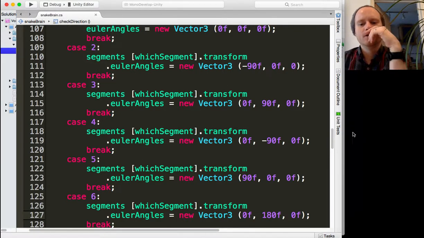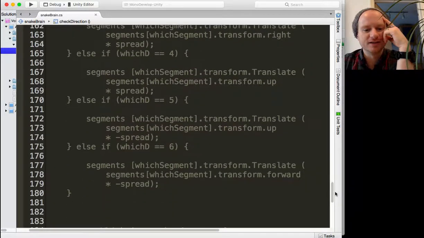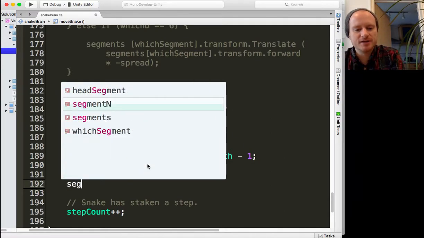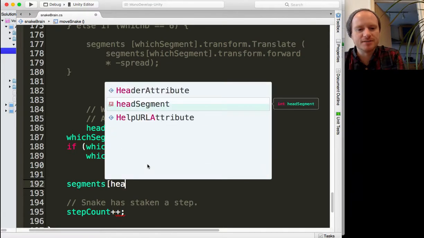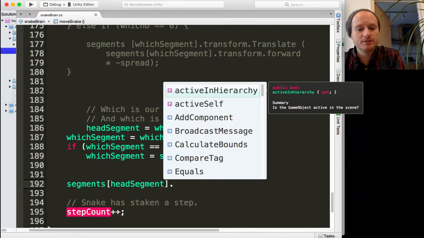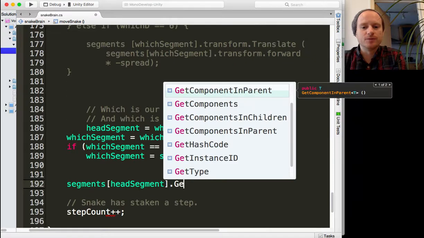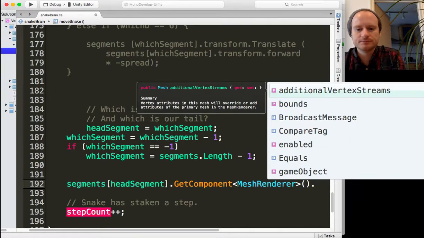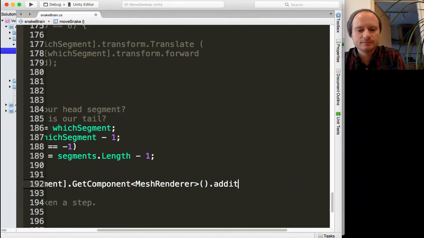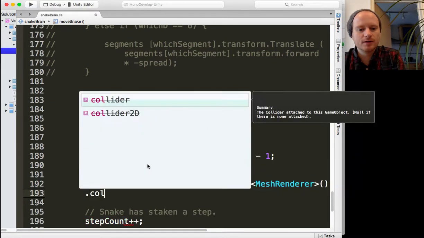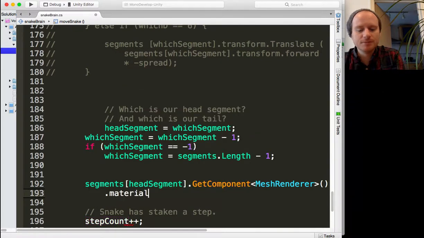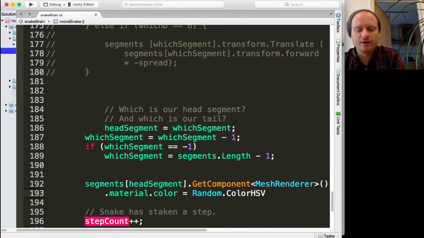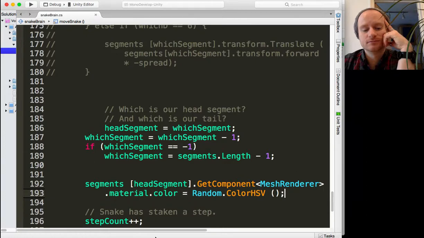Okay, so let's see. Also, while we're here, to make this video more interesting in terms of changes, so it's not just a bug, in move direction, every time we move, let's make the head have a new color. So we could say segments, head segment, get component, and we want to get hold of the mesh renderer, and then we can get hold of its color. Can I get hold of the color from there? Let's go onto a new line. No, material, that's what I need. Material, and then its color equals, I think there's a random HSV, yes. And I'll just bang that in there. Right, so we might get a colourful snake to celebrate.